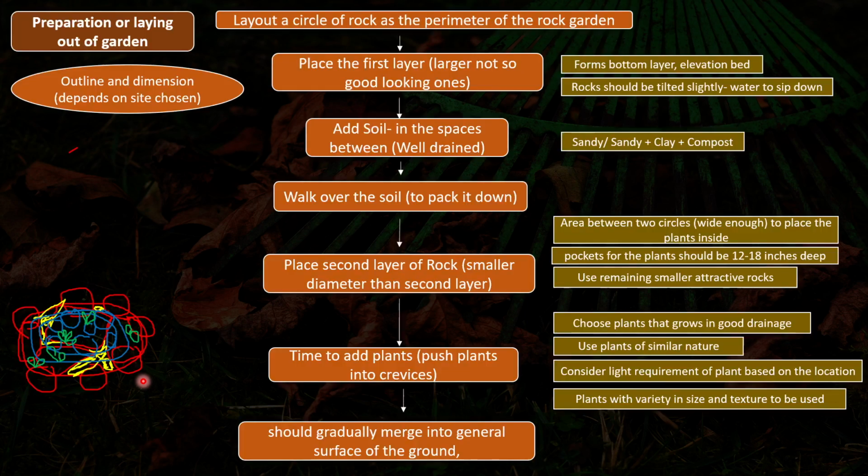So yeah, this is it about rock garden. This is how you can make rock garden. It could be a small rock garden if you have a smaller space in your home. It could be a larger rock garden if it is a very large garden. So depending upon that, you can choose your rocks, your plants, and you can build accordingly.